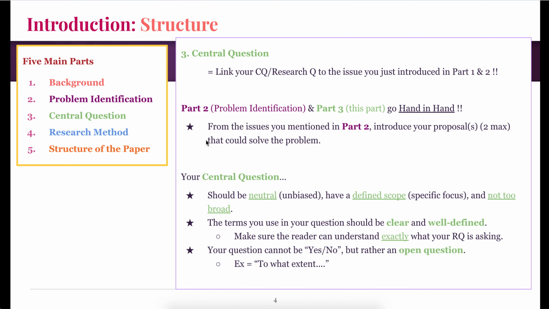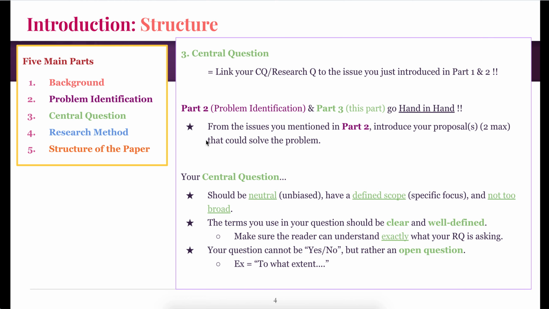But yeah, from the issues that you just identified in part 2, you can go ahead and introduce your proposal that could solve this problem about the moral legitimacy of EU passports as a commodity, excuse me. And again, your central question should be neutral, have a defined scope, and not too broad. So it should be neutral in the sense that you do not sound biased when you're trying to address your issue, and it should be specific enough to be able to answer in 3,000 words.